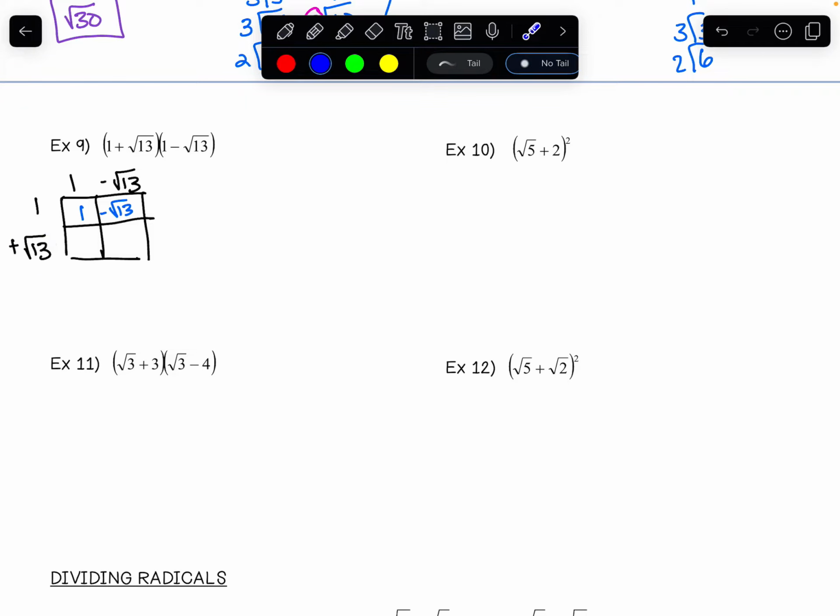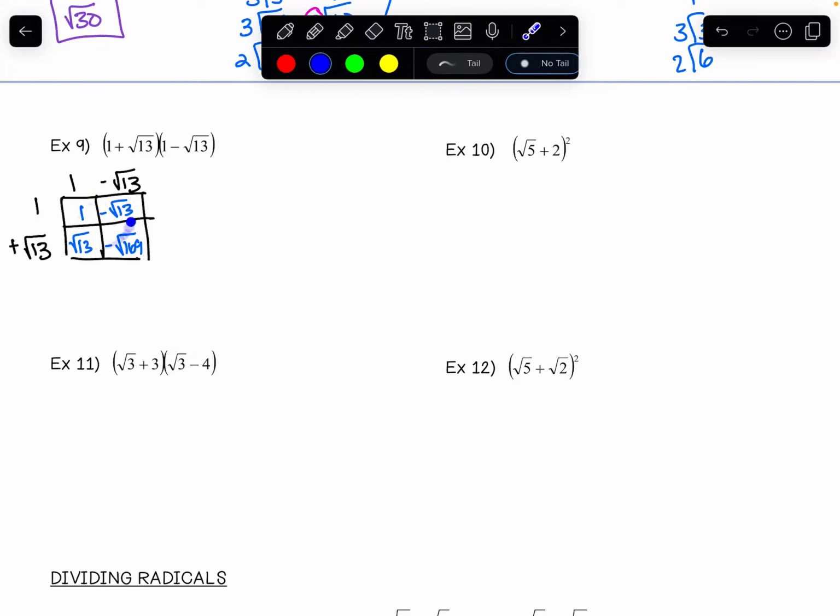1 times the positive square root of 13 is positive square root of 13. And the square root of 13 times the negative square root of 13 is negative square root of 169. Be careful. The negative is on the outside. It's not on the inside. Negative on the outside, not on the inside. So just be careful with that.